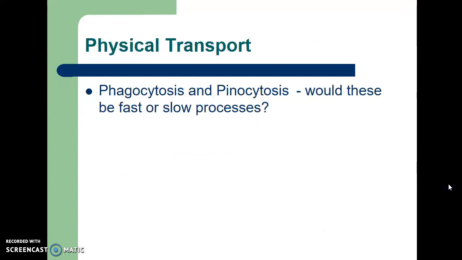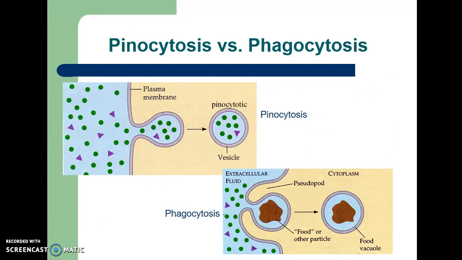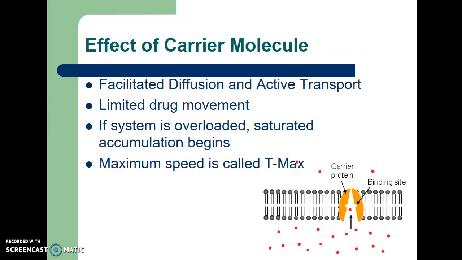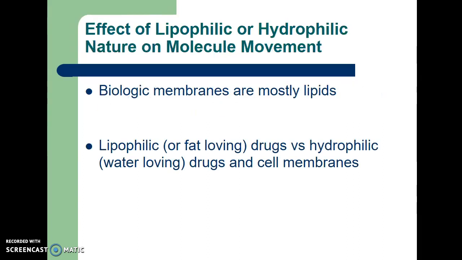So let's think about phagocytosis and pinocytosis. Would these be fast or slow processes? I'm going to go back up to our diagram of this. This is a pretty involved process. Either one of these is pretty involved for that membrane to basically engulf the particles and bring them into the cell. So as you might imagine, this is not a fast process. This is a fairly slow process. And again, it's not used that often. And so there are not as many molecules, typically they're large proteins brought across this way.